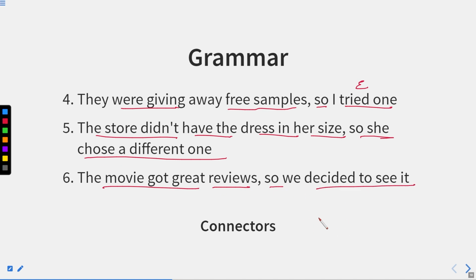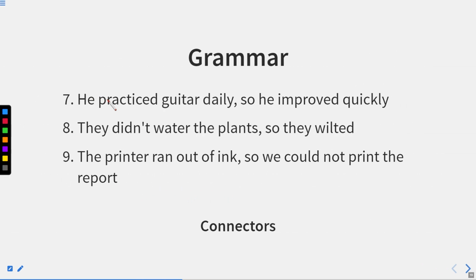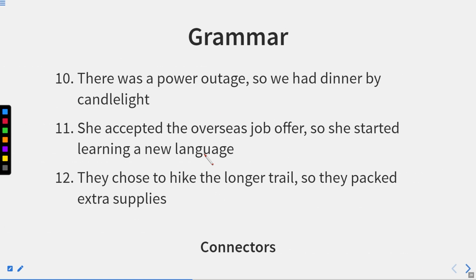So what made us to see it? It was just the reviews that it had got. He practiced guitar daily, so he improved quickly. So the effect of his practice, that he improved quickly. They didn't water the plants, so they wilted. The printer ran out of ink, so we could not print the report. Ran out means just the ink was finished, or there was no ink.